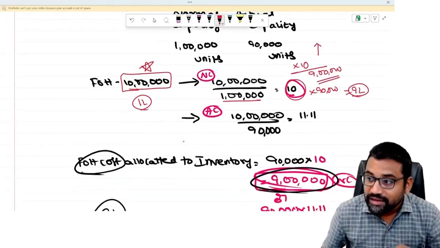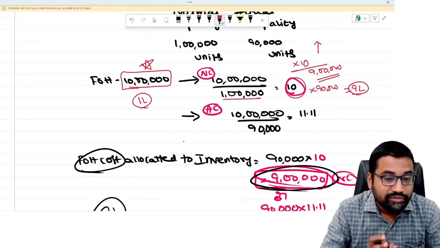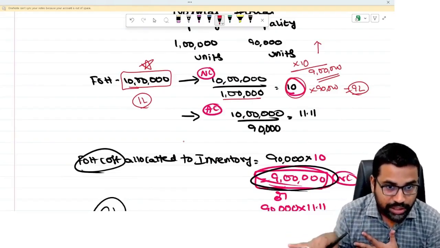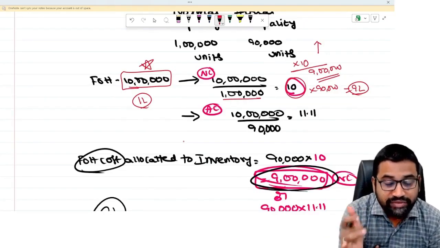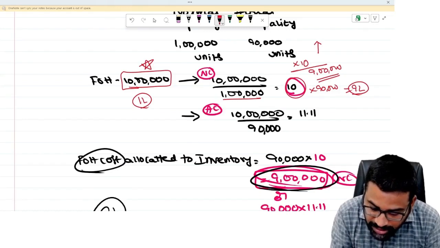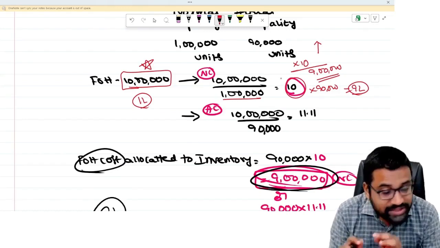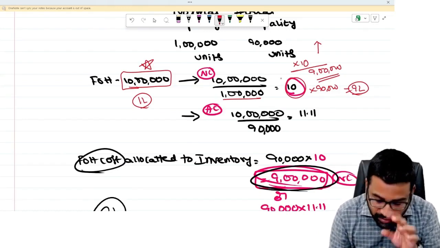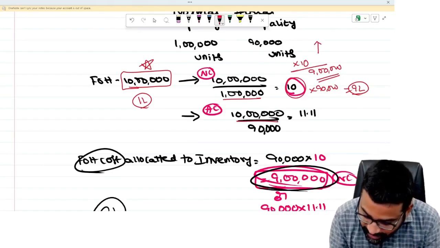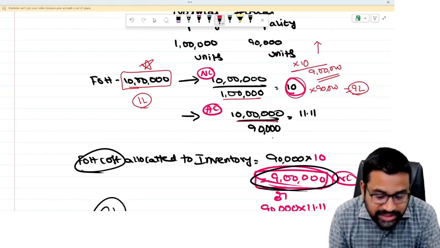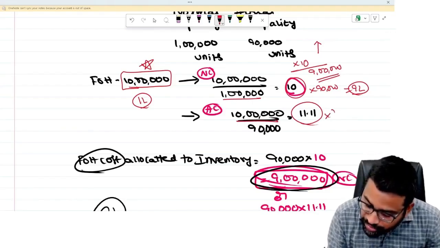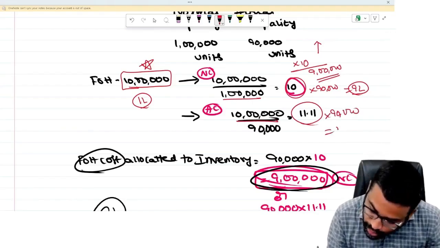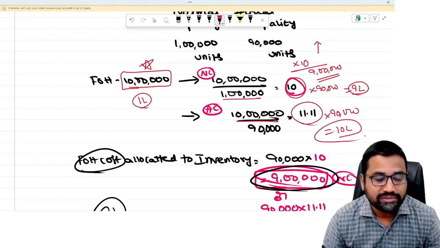Now see, sir, why? When you said for variable overheads, actual production. But for fixed overheads, you are saying actual or normal, whichever is higher. Why, sir? Why can't it be whichever is lower? Suppose, for example, here normal capacity 1 lakh, actual capacity 90,000. Suppose whichever is lower, I take 90,000. Now 10 lakhs divided by 90,000. If I allocate based on actual capacity, my per unit allocated cost is 11.11 into how many units I produced? 90,000.